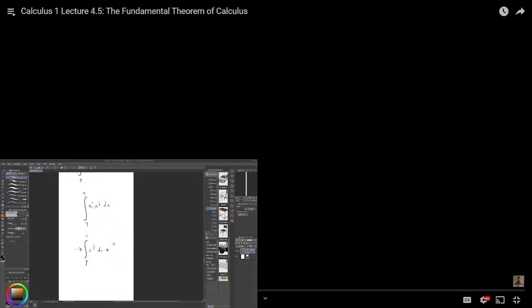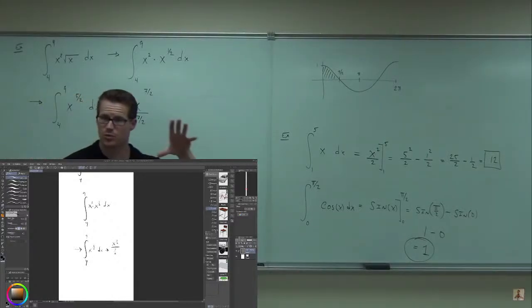This would be x to the 7/2 over 7/2. Over the same exact exponent. Exponent up top, exponent on the bottom. No problem. Make it a little bit prettier here. We're going to have 2x to the 7/2 over 7. And then we get to evaluate from 4 to 9.